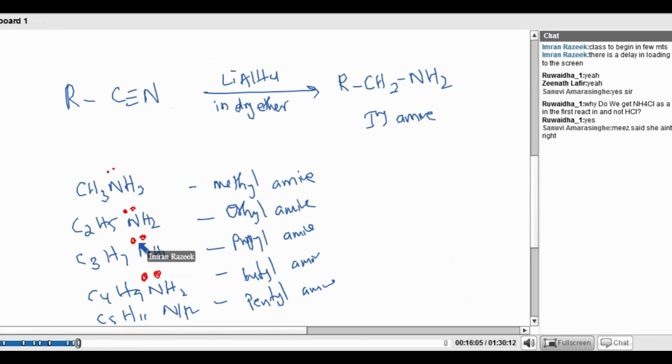That's what makes it a strong electron donating group. So that it makes it more basic.